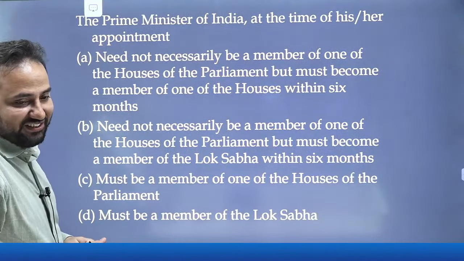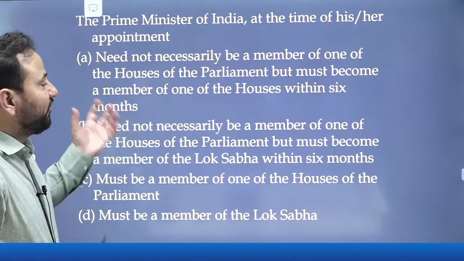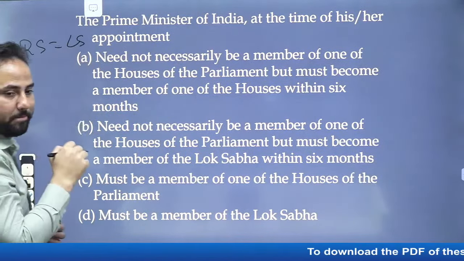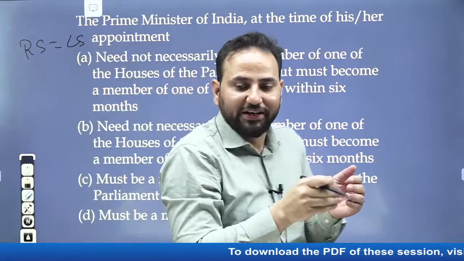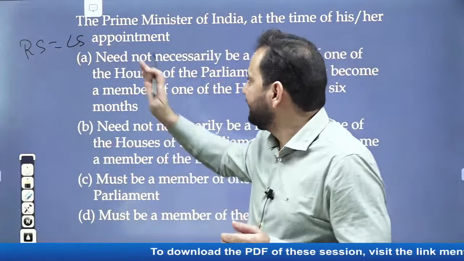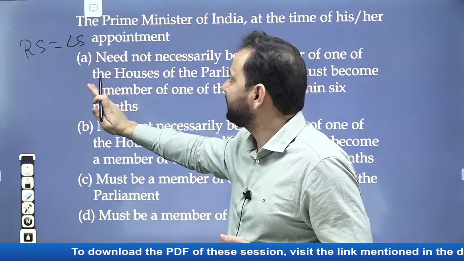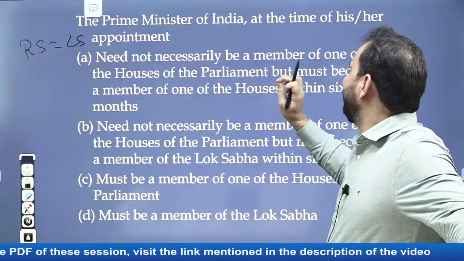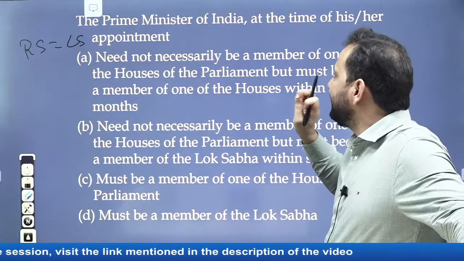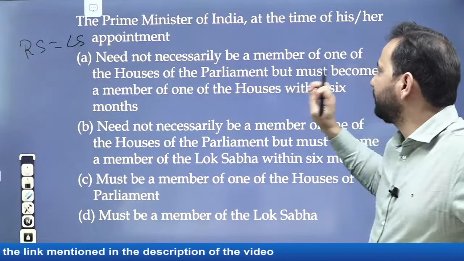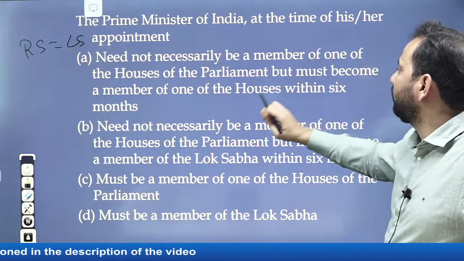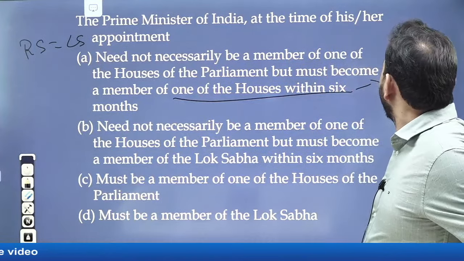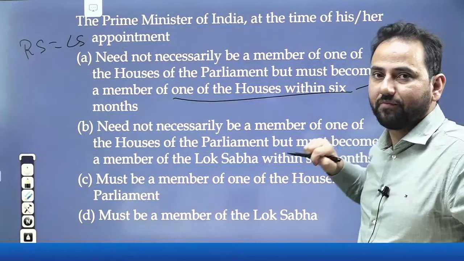Again, a very interesting question. Now here also you will get this concept of Rajya Sabha being equal to Lok Sabha. So I have already specified how this classification will be there. Here in this case we are seeing that the Rajya Sabha is equal to Lok Sabha. How? Let's see the question again. The Prime Minister of India at the time of her appointment need not necessarily be a member of one of the Houses of the Parliament, but must become a member of one of the houses within 6 months. So he can be a member of Lok Sabha or Rajya Sabha.